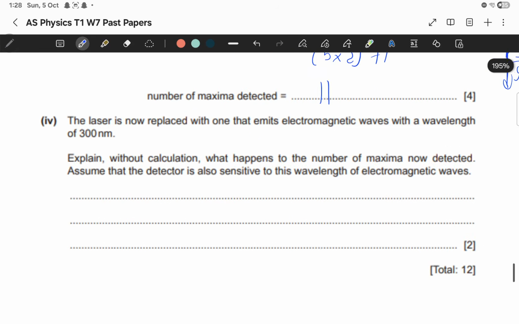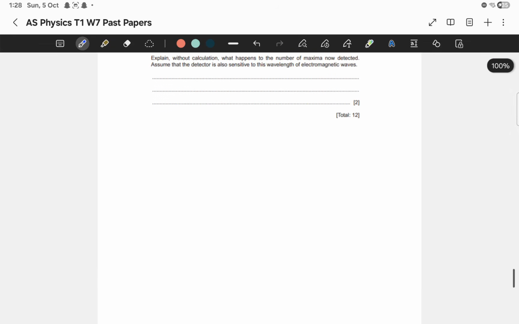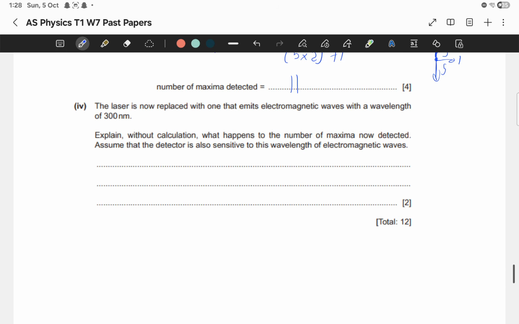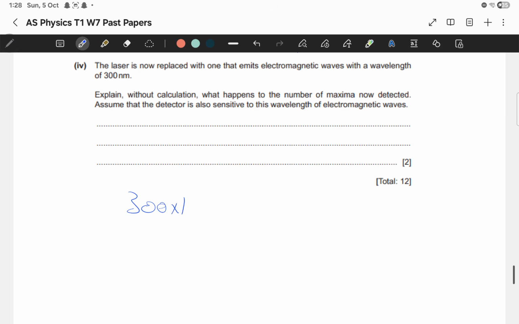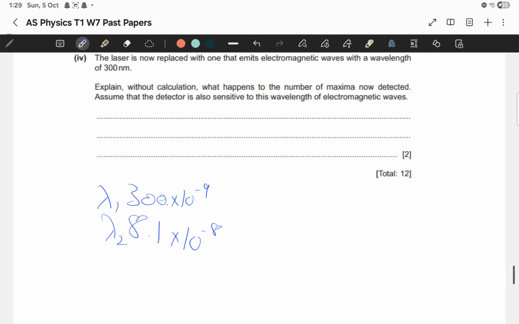Now, the light is replaced with one that emits electromagnetic waves of a wavelength of 300 nanometers. Now, 300 nanometers is 300 times 10 to the power negative 9. They gave us 8.1 times 10 to the power negative 8. We're comparing lambdas: this is lambda 1, this is lambda 2. So we take it back, and this is equal to 30 times 10 to the power negative 8. So you can see that the wavelength increased, so a longer wavelength.